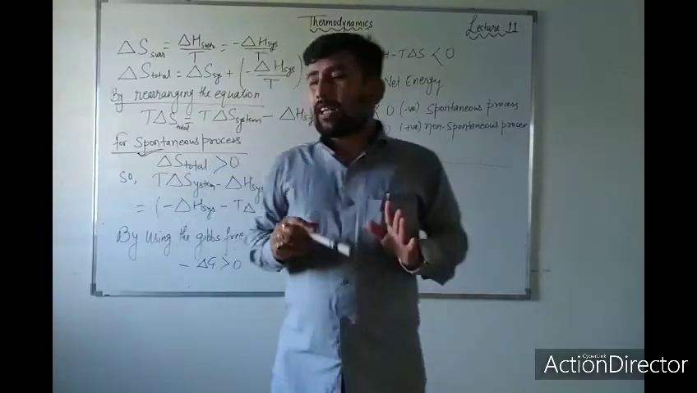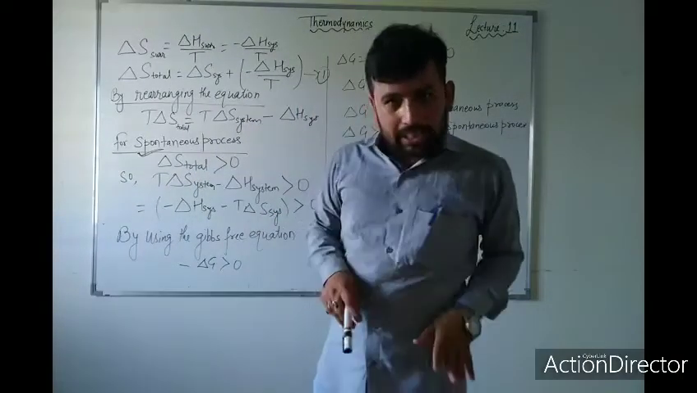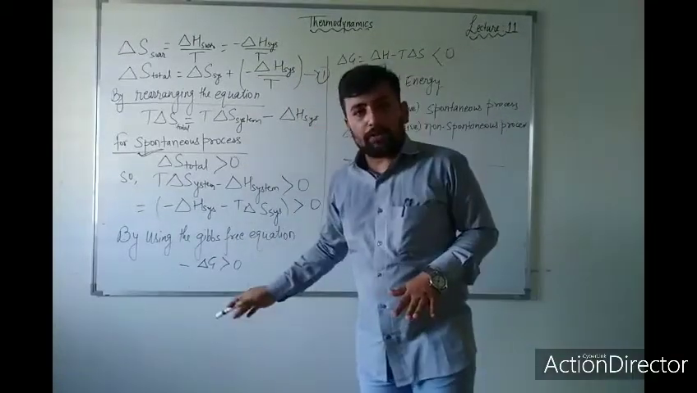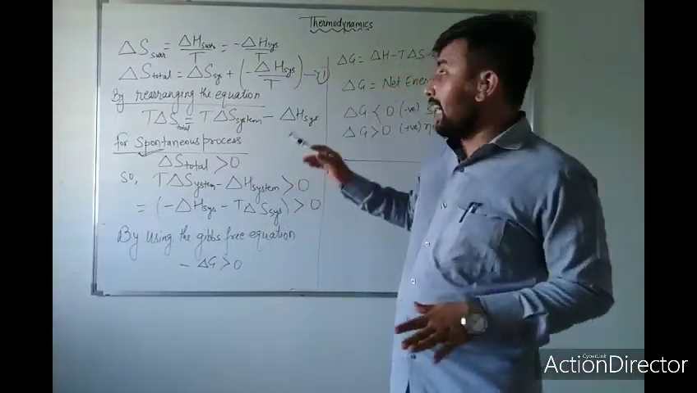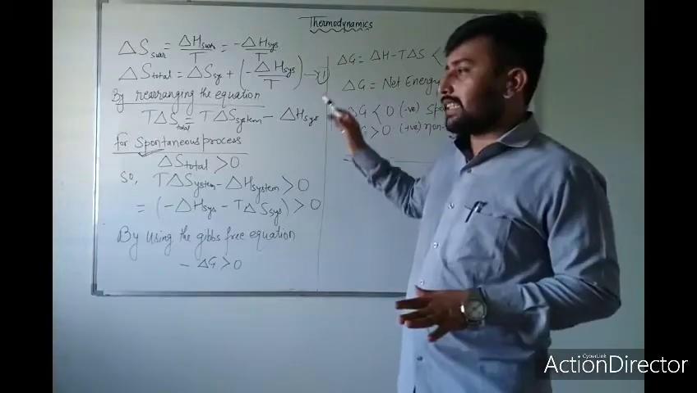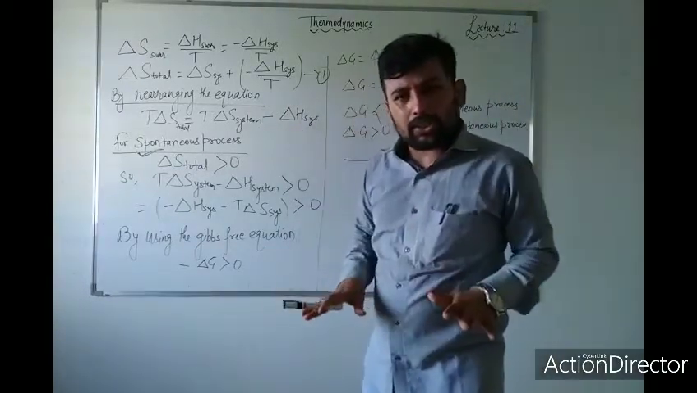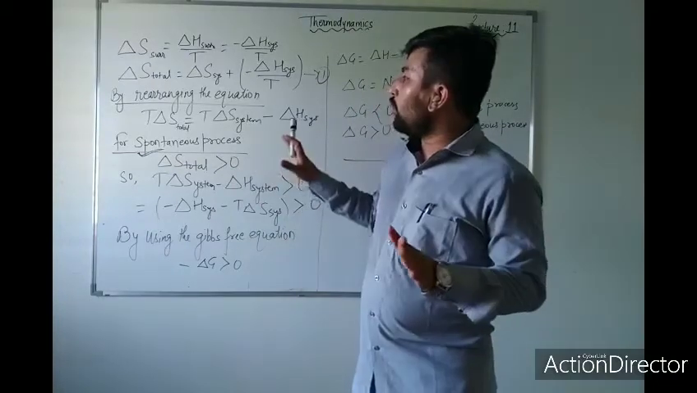So you should remember these words. What is Gibbs free energy? What is entropy? How should we calculate the entropy value? Where to put delta H system? Where to put delta H system upon T? How have I done this? All are mathematical calculations, nothing else. You can do it very easily.